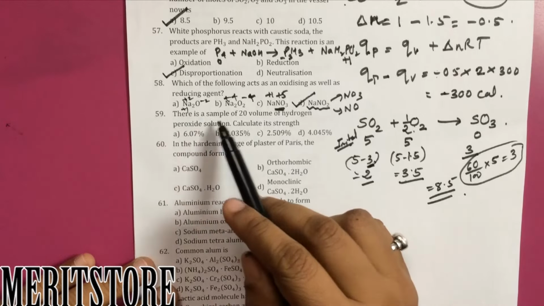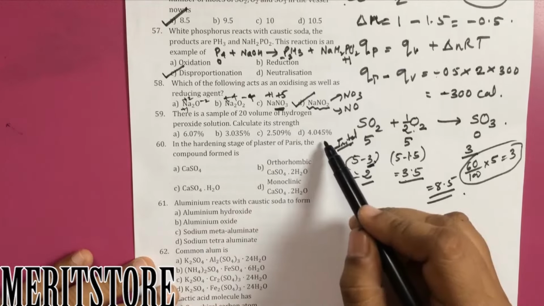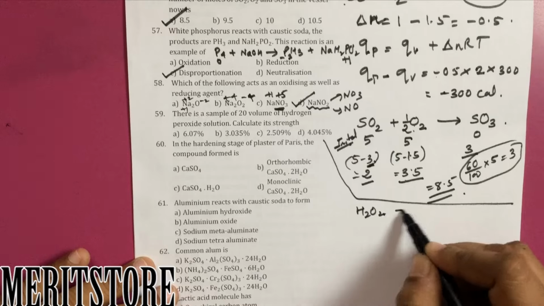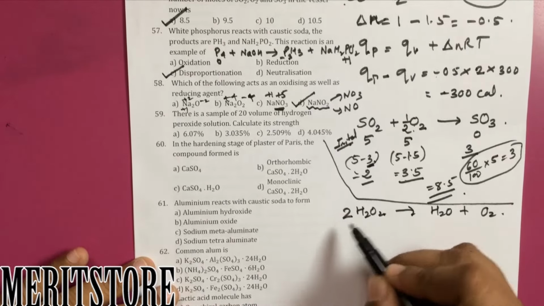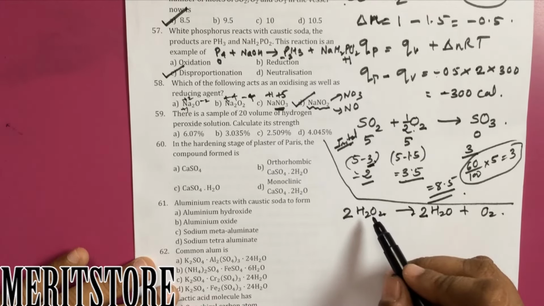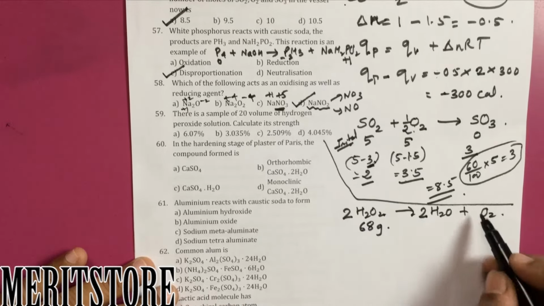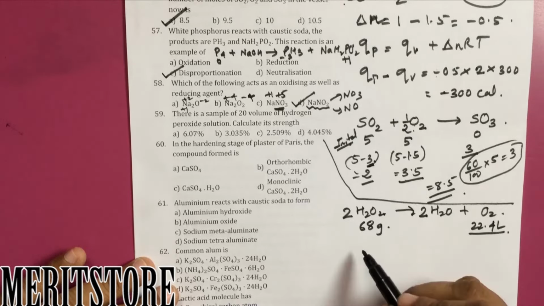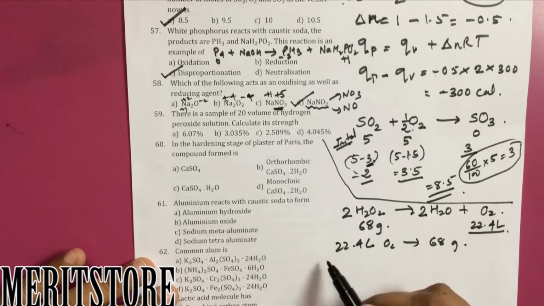Question number 59. There is a sample of 20 volumes of hydrogen peroxide solution. Calculate its strength. Whenever hydrogen peroxide reacts, it gives formation of water with the liberation of oxygen. If we balance the reaction, this is twice, this is twice. The molecular weight of H2O2 is 34. There are twice H2O2, that means 68 grams, corresponding to 22.4 liter of oxygen at NTP. So 22.4 liter of oxygen is obtained from 68 gram.